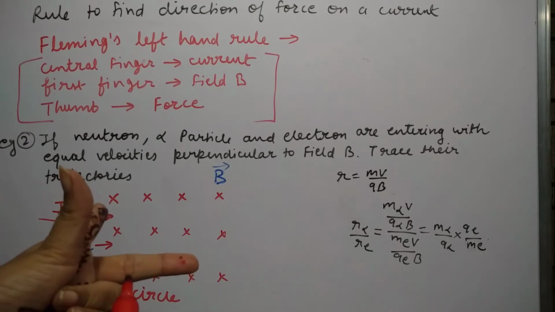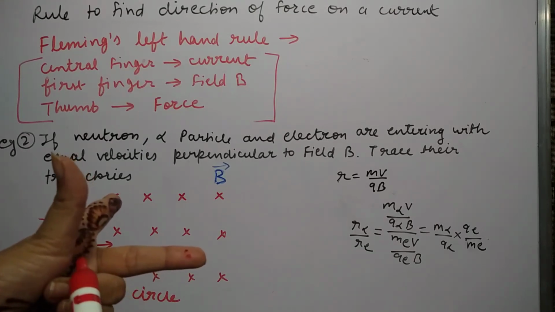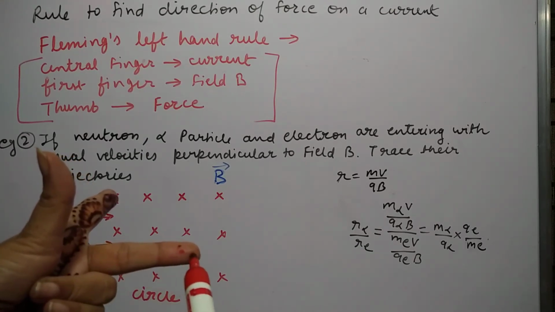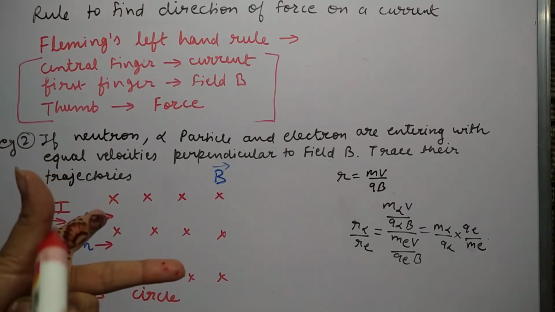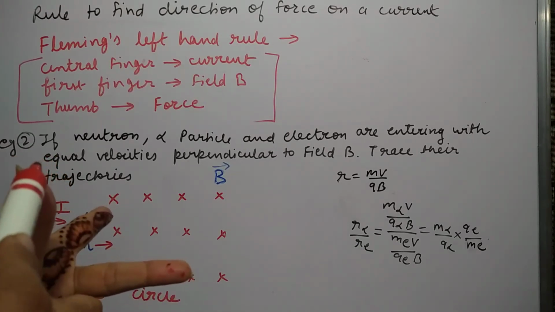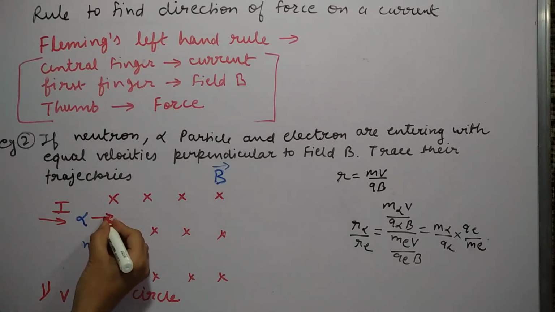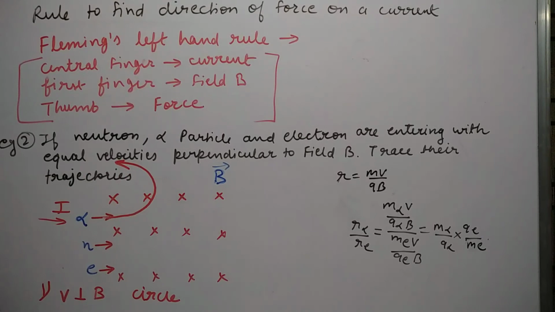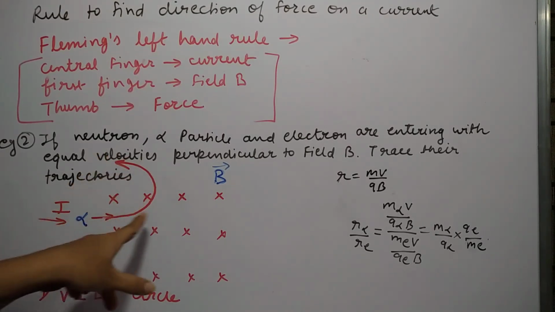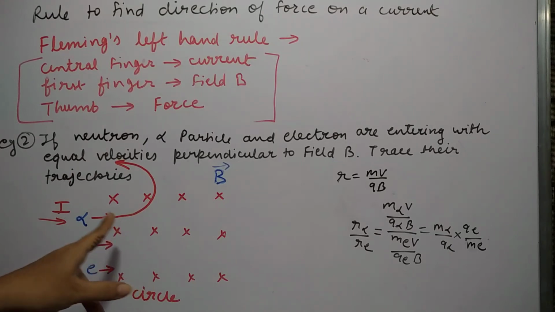So you see I have stretched my fingers. This is central finger, current. This is first finger, field. So where is the thumb pointing? Thumb is pointing upward. That's why this alpha particle will be experiencing a force in upward direction, and then it will make a circle.